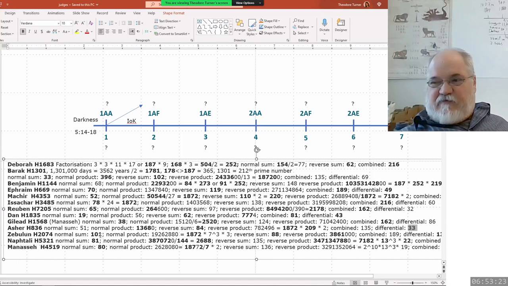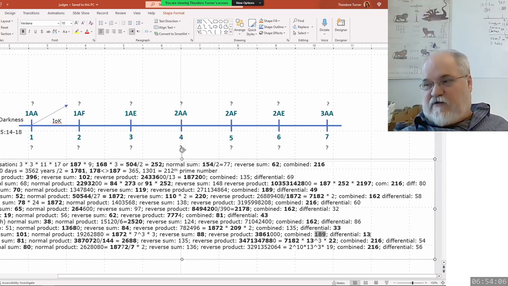His number is the 10th day of the first month, or the first day of the 10th month, whichever way you want to look at it. And then the normal product is the number 1872 times 7 to the power of 3. So that's 777 times 3. The reverse sum is 88. That's a significant number. The reverse product is these exact same digits in Deborah's Hebrew number, but in reverse order. Instead of 1683, it's 13861, right? The combined is 189, because of the number of letters in the name. And the differential is 13, the number of rebellion.